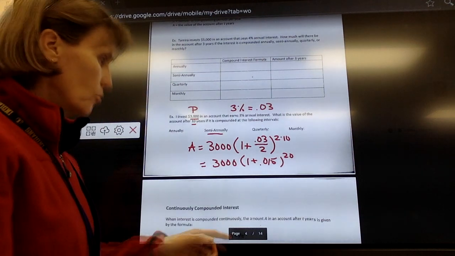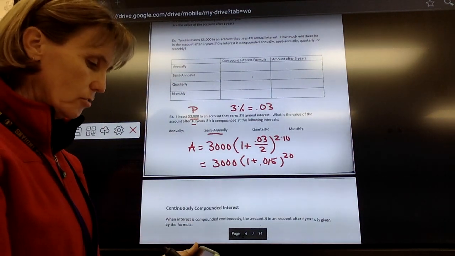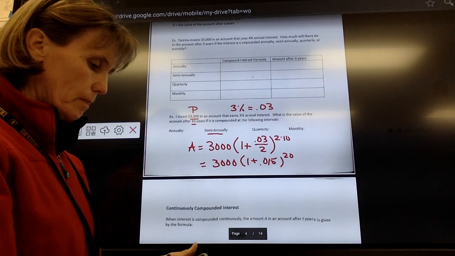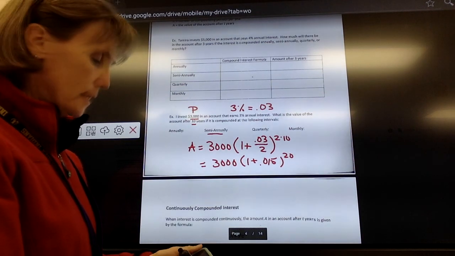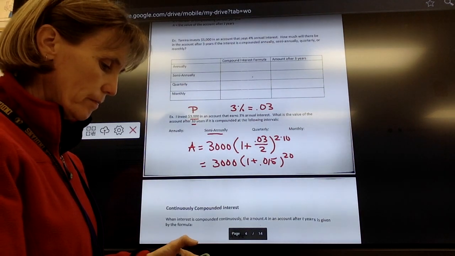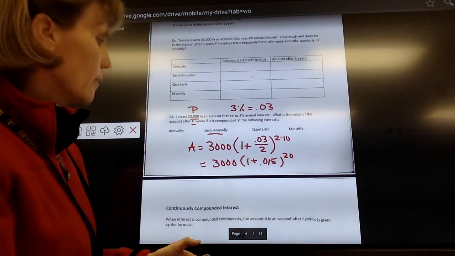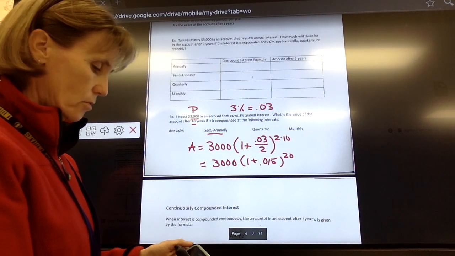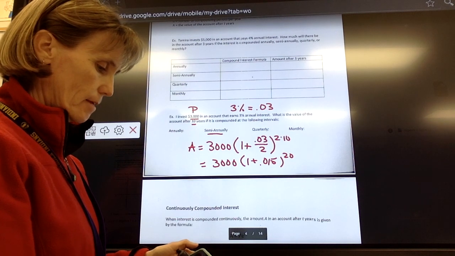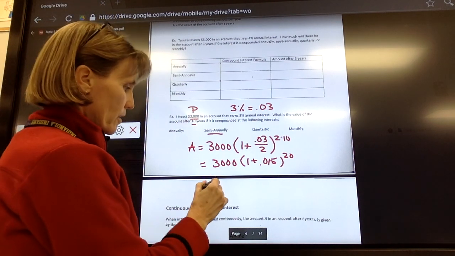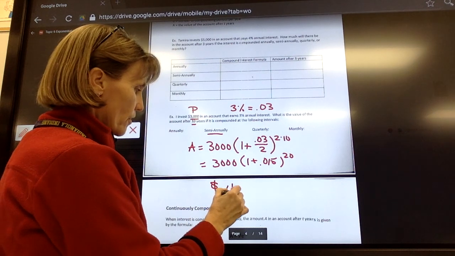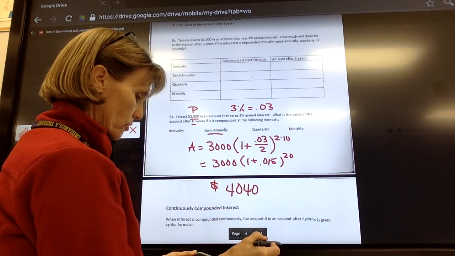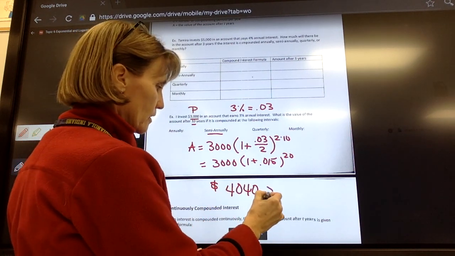Okay, so I'm going to do what's inside the parentheses. I'm going to add those together. I'm going to raise that to the 20th power. It equals, and I get a big long decimal. Don't round that decimal. Just multiply it times 3,000. And I end up with a value of $4,040.57.